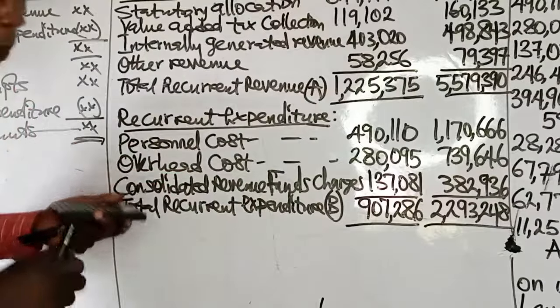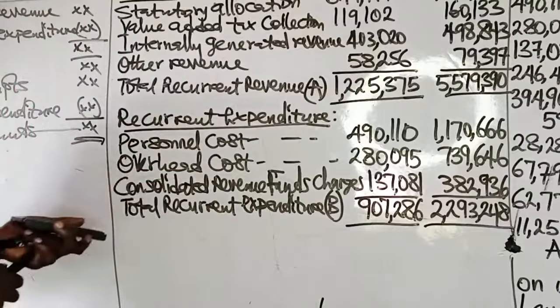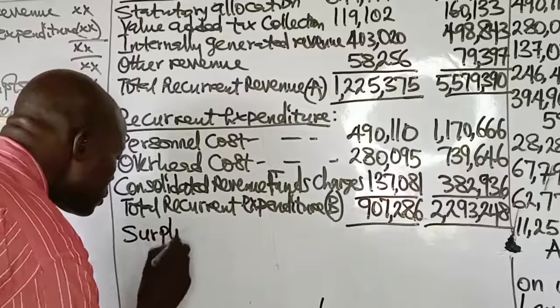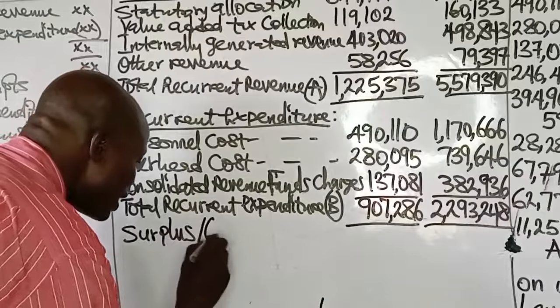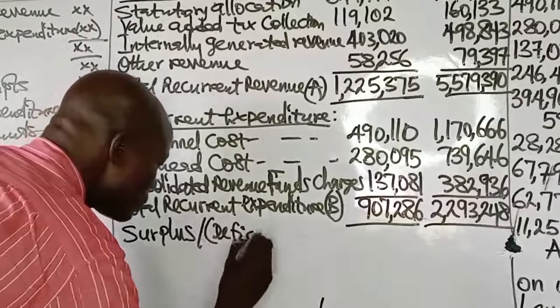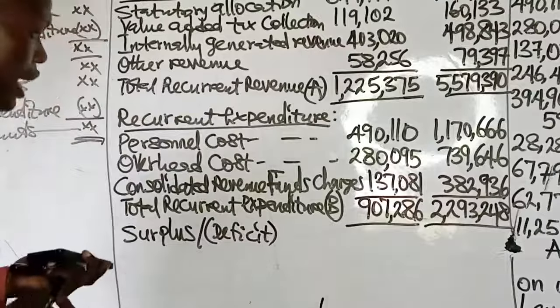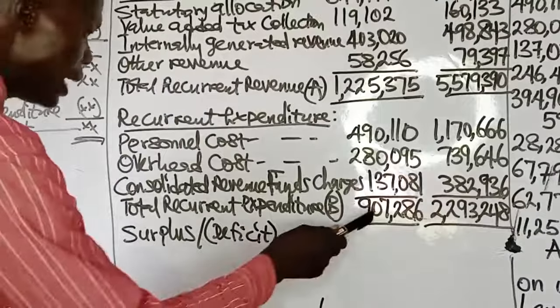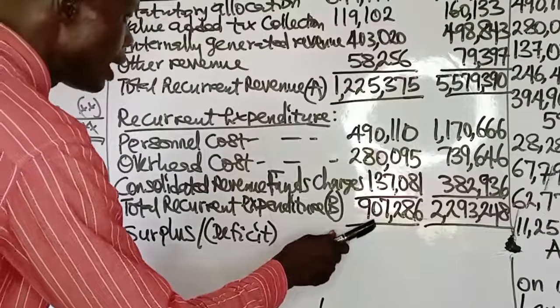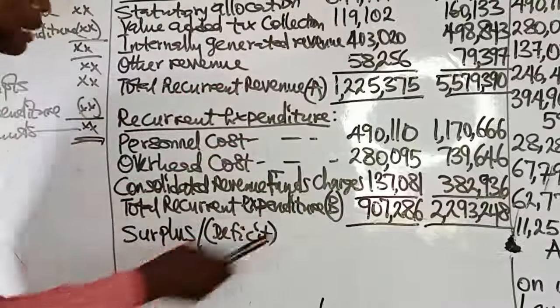Now, you subtract your total recurrent expenditure from the total recurrent revenue in order to get the surplus or deficit. Surplus, or if it is negative, deficit. It will be a deficit if your recurrent expenditure exceeds the recurrent revenue. A surplus if recurrent revenue exceeds the recurrent expenditure.